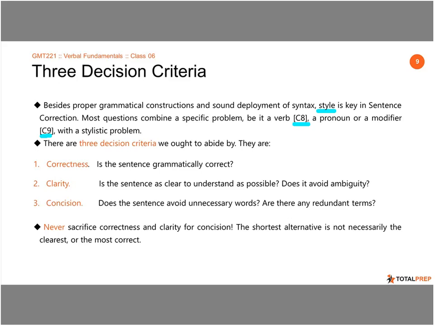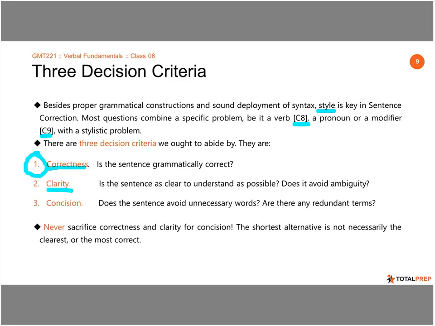There are 3 decision criteria to abide by. They are correctness. Is the sentence grammatically correct? This is number 1, really important. Clarity. Is the sentence as clear to understand as possible? Does it avoid ambiguity?